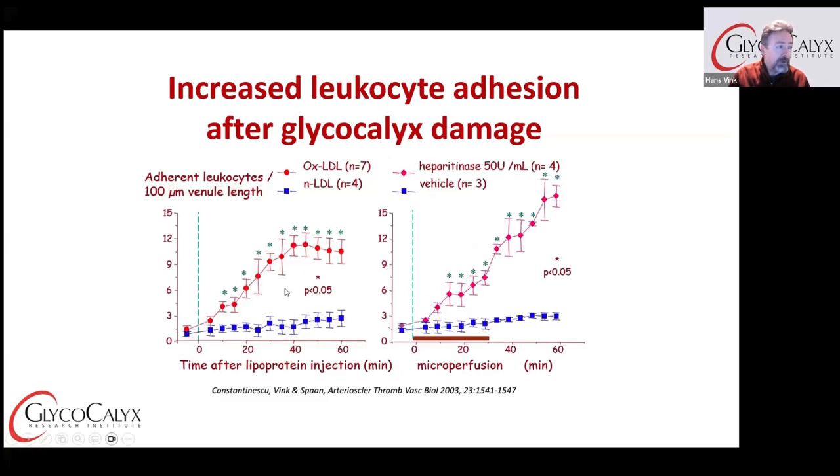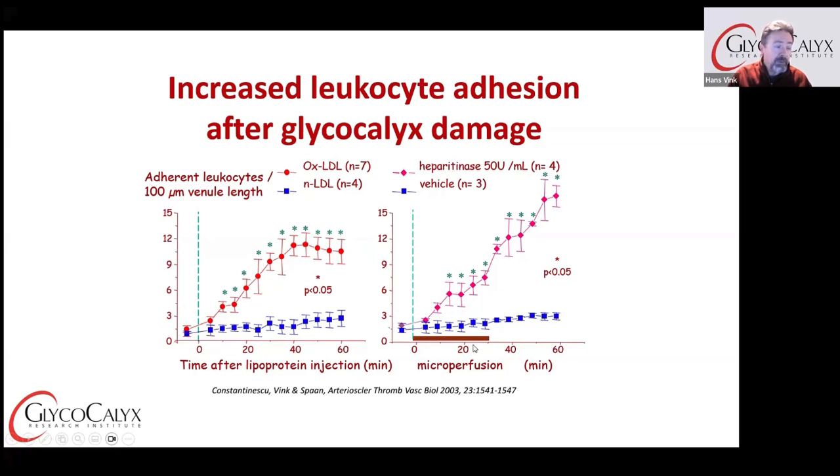So these are two examples of the levels of adhering leukocytes on the vertical axis as a function of time. The blue data is just control data, very low levels of leukocytes sticking to the endothelium as long as glycocalyx is intact. And on the left, at the dotted time, we injected very aggressive oxidative levels of LDL cholesterol. And you see within half an hour, the oxidized LDL cholesterol significantly damaged glycocalyx and caused a significant increase in the number of leukocytes sticking to the endothelium.